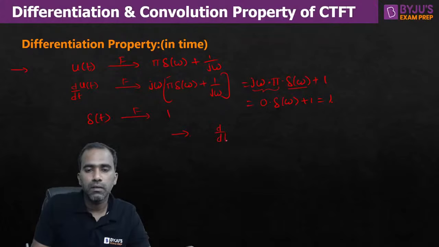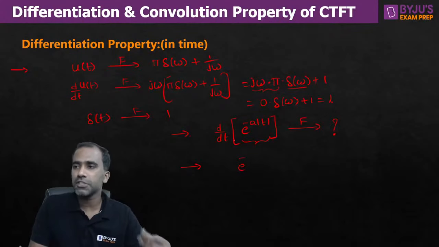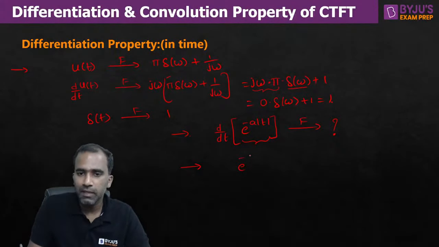d by dt of e power minus a mod t. How about the Fourier transform of this one? If you want the Fourier transform of this one, first write the inside function. If you know the Fourier transform of this, then only we can apply the differentiation property to find it. Otherwise, we can't apply the differentiation property. To apply it, the requirement is that whatever signal is being differentiated, you should know the Fourier transform of that.